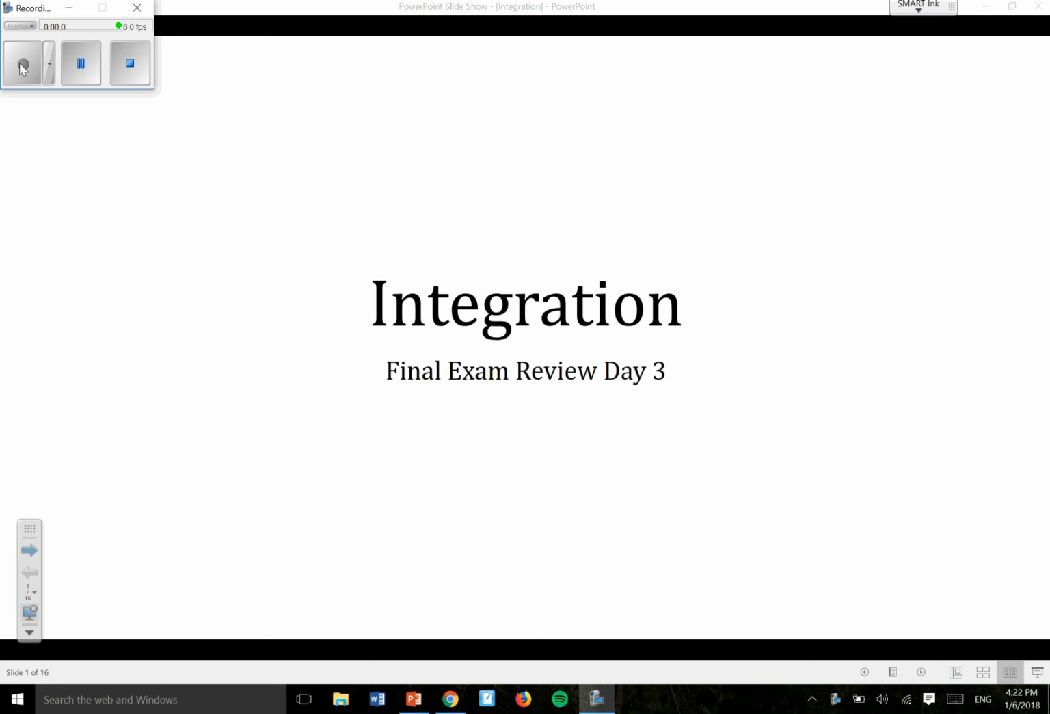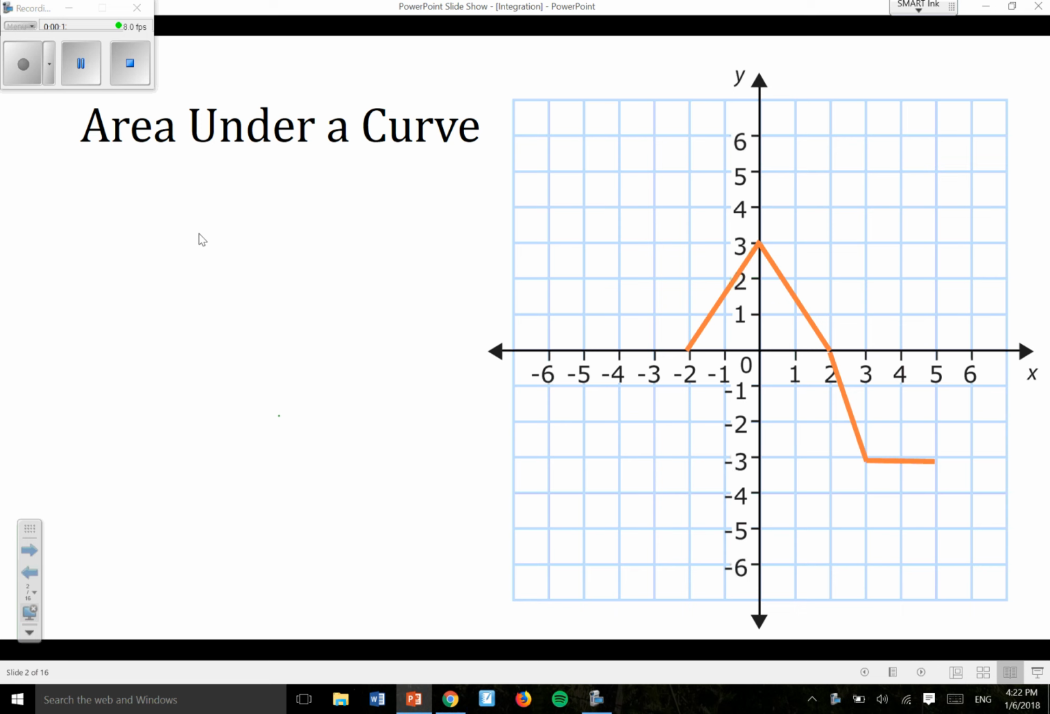Today we're starting our last topic of exam review, which is integration. And if you remember when we started integration, we at first talked about how it just represents area under a curve, or better yet, between a curve and the x-axis. For example, this symbol means area between a curve and the x-axis.